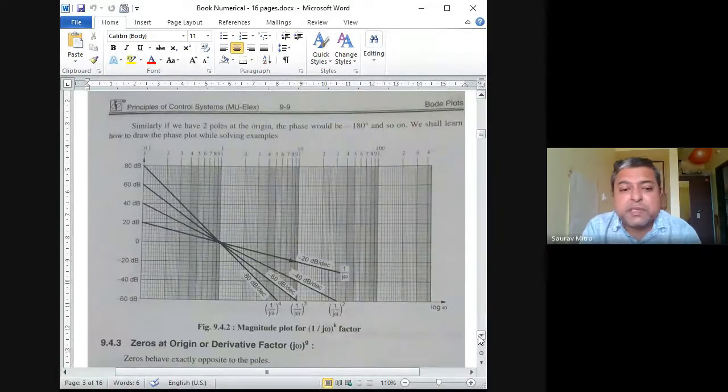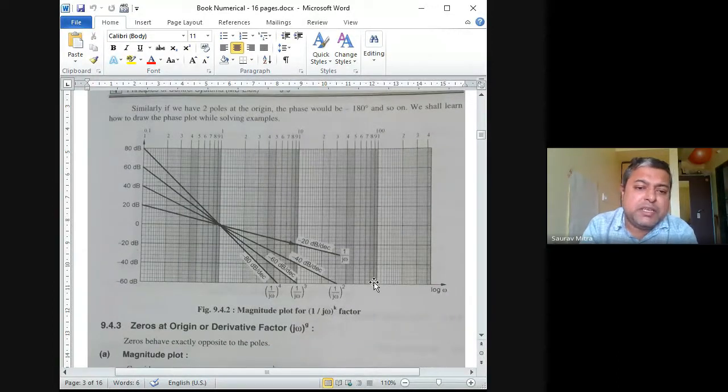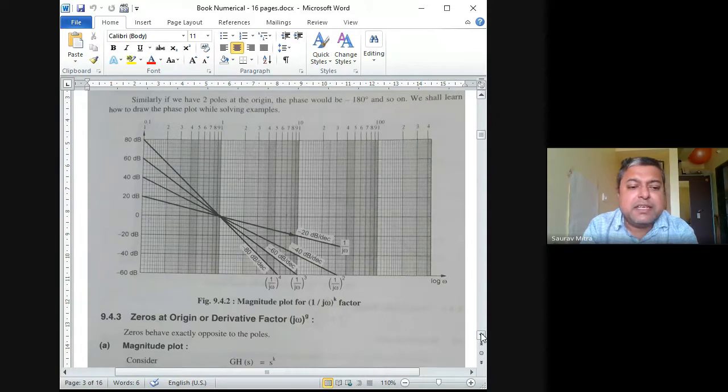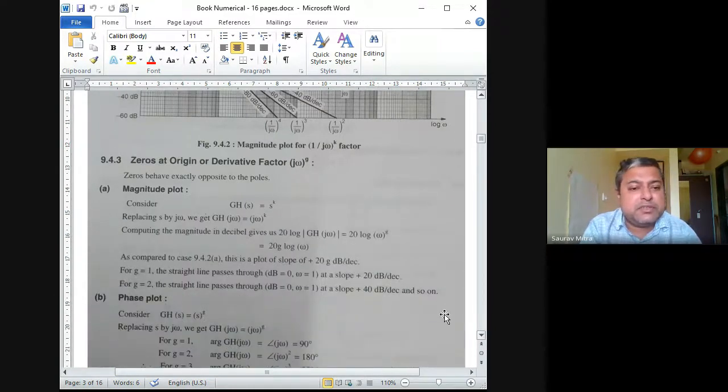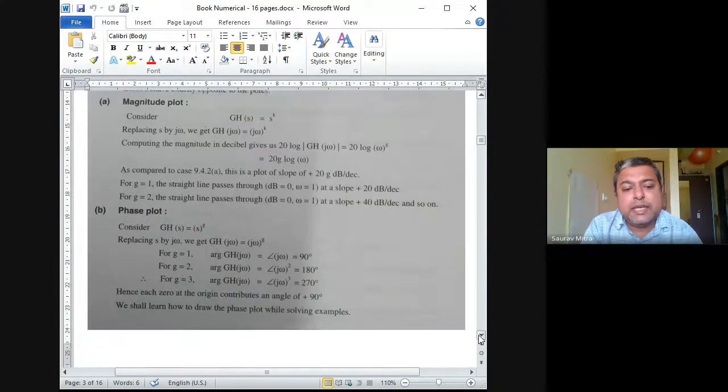1 by s cube is triple integration. All these things I'm showing here. That means 1 by s has poles at the origin. Now it is shown that 0 is at the origin. So you can see here it is s raised to k. All these lines will be in an upward direction.